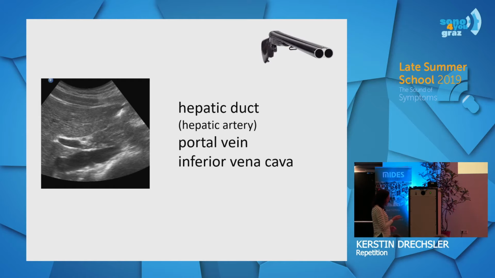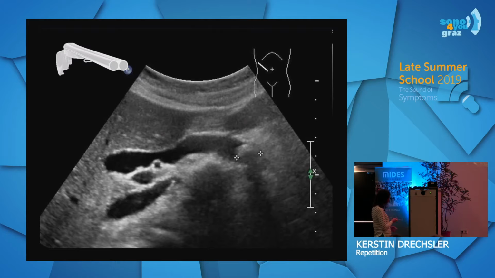In case of bile duct dilatation, we would see the following image. So this is actually an extreme bile duct dilatation, but we would see the inferior vena cava, the portal vein, and the bile duct with the stone. So we wouldn't usually see the stone, but we would see the dilatation. And that's it. If you scan a patient with cholecystitis or with cholelithiasis, please check the bile ducts as well.